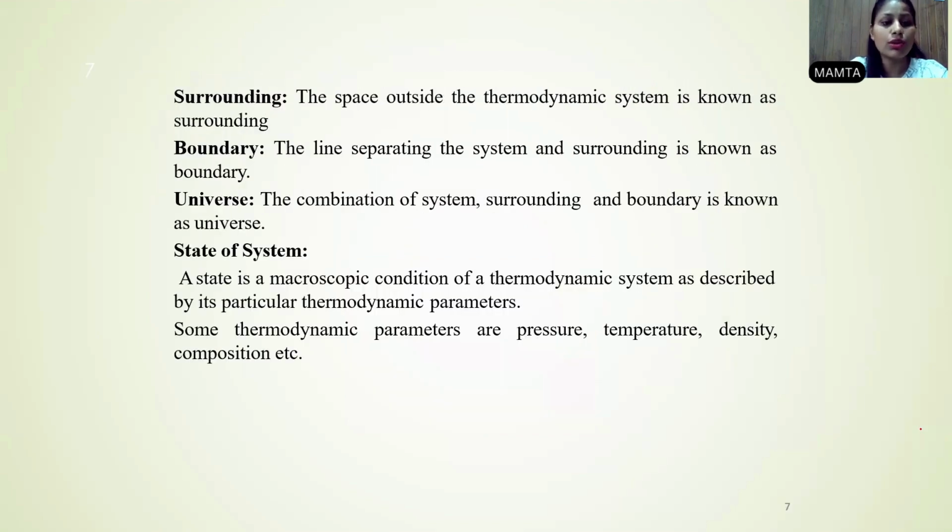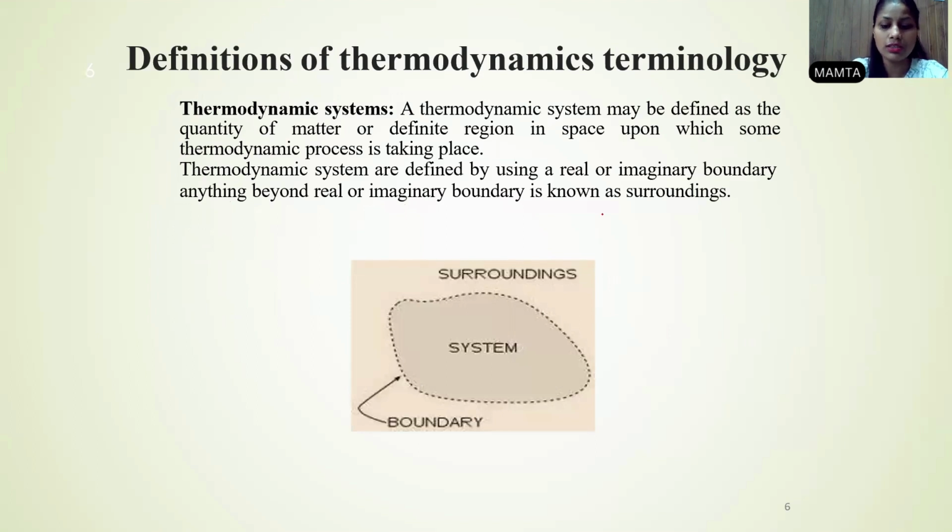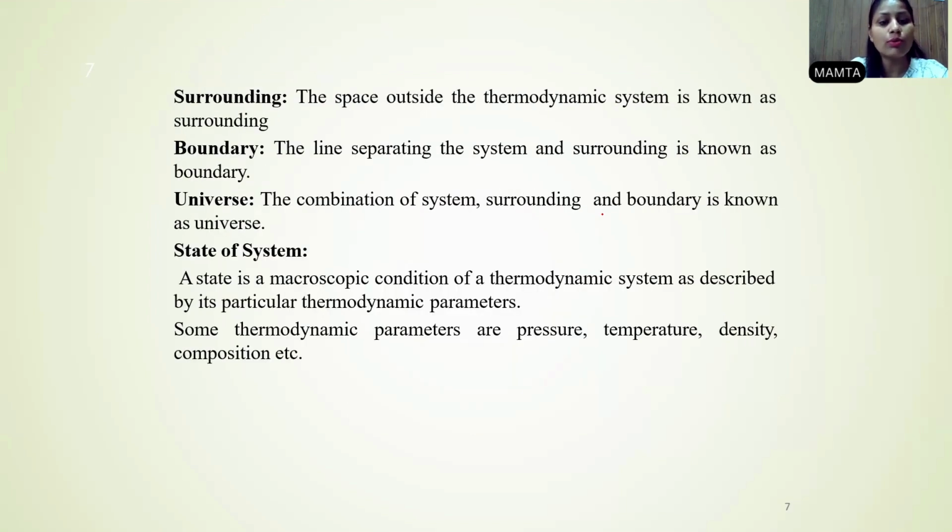Now these are surroundings, boundary, universe. The surrounding is the space outside the thermodynamic system. The boundary is the partition between the system and the surrounding, right? So a boundary is the line separating the system and surrounding. Next we have the universe. The universe is the combination of system, surrounding, and boundary. So this is the universe.